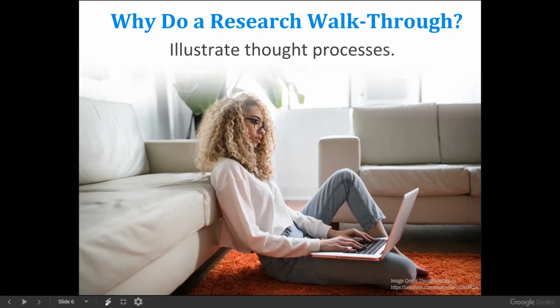And so what I'm going to illustrate today obviously is just one way of doing things, but I hope to kind of peel back the cover of the thought process so that hopefully that will be helpful to you as you're doing your own research.